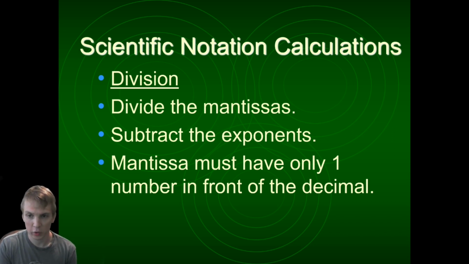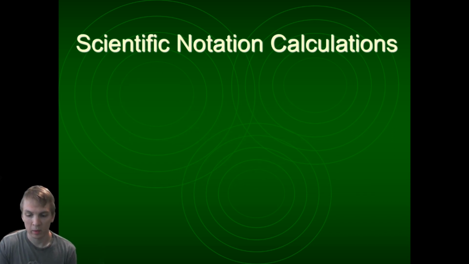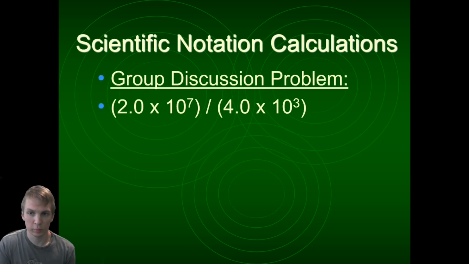So let's go ahead and take a look at that problem really quick. We've got this group discussion problem, which is 2.0 times 10 to the 7th divided by 4.0 times 10 to the 3rd. Okay, so 10 to the 7th means that it's a much larger number than 10 to the 3rd. 2.0 times 10 to the 7th divided by 4.0 times 10 to the 3rd.